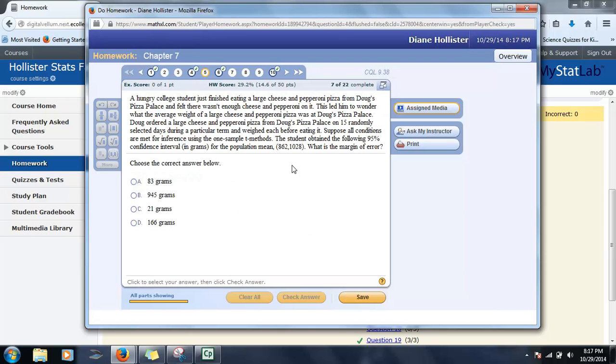Number 5 gives us a confidence interval for the pizza here, for the grams, and it goes from 862 to 1028. They want to know the margin of error. The easiest way to find a margin of error if you are given a confidence interval is to take the upper and lower bounds and subtract them, then simply divide by 2. Keep in mind that your confidence interval gives you the full span, so that includes the original sample values plus your margin of error and minus your margin of error. That means the width of your confidence interval is twice your margin of error. If you subtract these and divide by 2, you will know your margin of error.